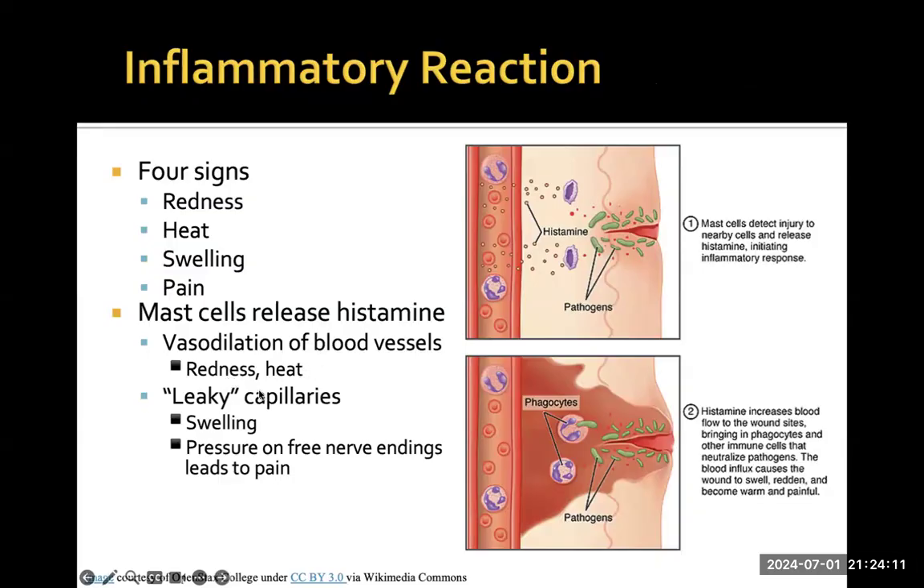Also, histamine will allow the capillaries to be a little bit quote unquote leaky, which just means that they're starting to swell and allow things through. And then the pressure on the free nerve endings will lead to the pain.